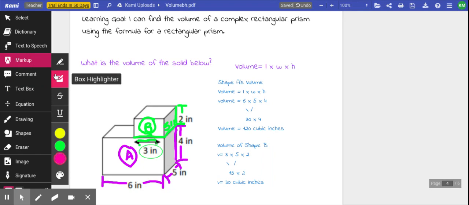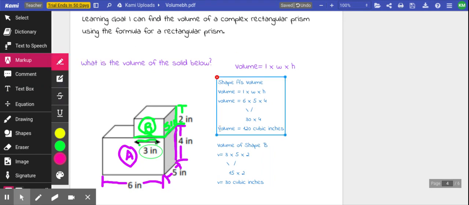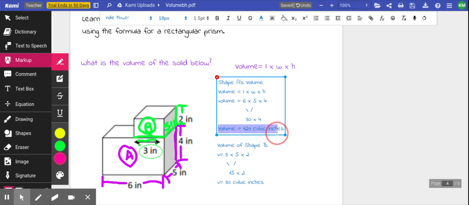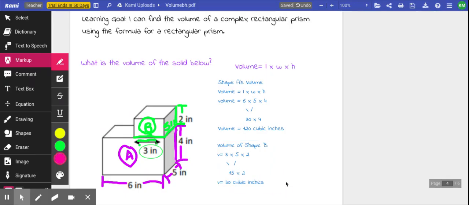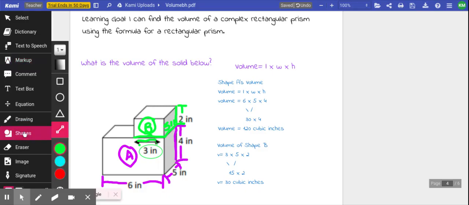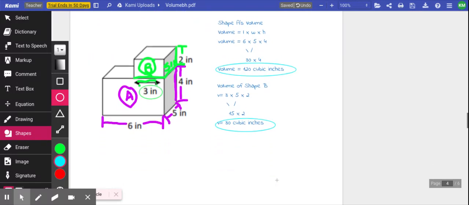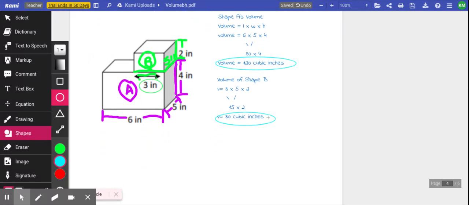Now remember, shape A and shape B together would be the total volume of the shape. So we want to make sure we're getting the total volume of each of the shapes. So I'm going to go ahead and circle the volume of shape A. So here's the volume of shape A. Here's the volume of shape B. And what I'm going to do with the volume of shape A and shape B, I'm going to add them together to get the volume of this solid here.